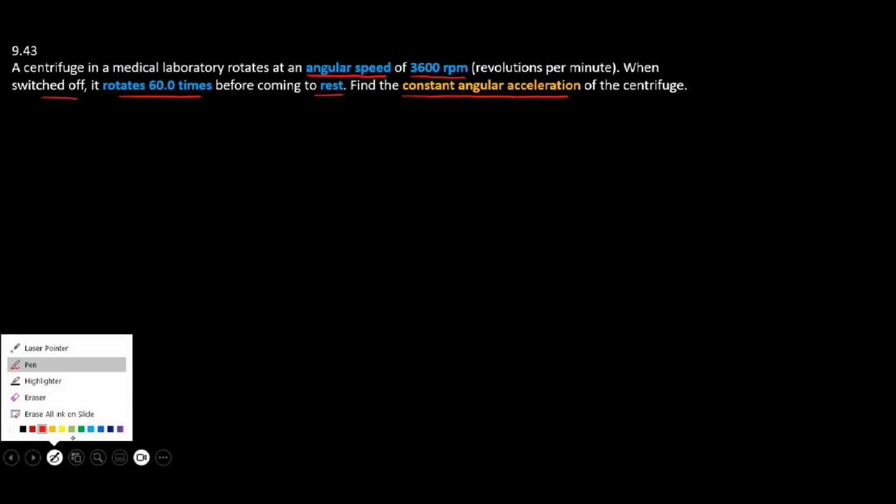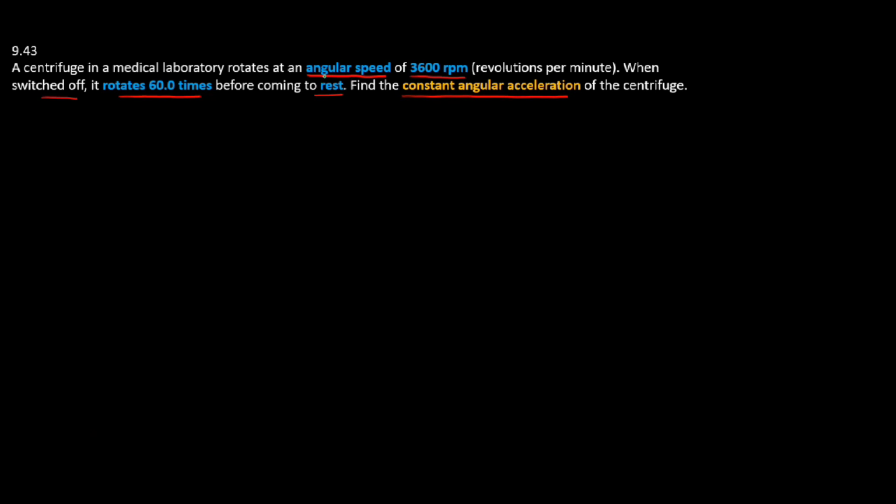So let us first write down what is given to us. We have the angular speed of the centrifuge, which is 3600 revolution per minute. Whenever they give you angular speed in revolution per minute, this revolution per minute is basically the unit of frequency. So angular speed in revolution per minute or revolution per second is actually the value of frequency f. So I will write f equals 3600 revolution per minute.